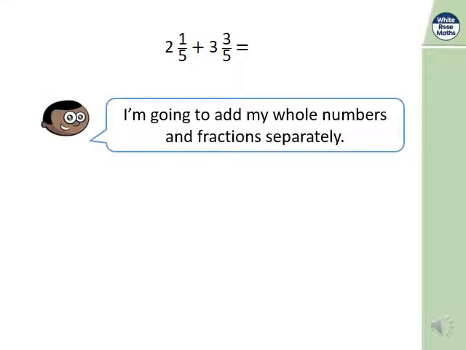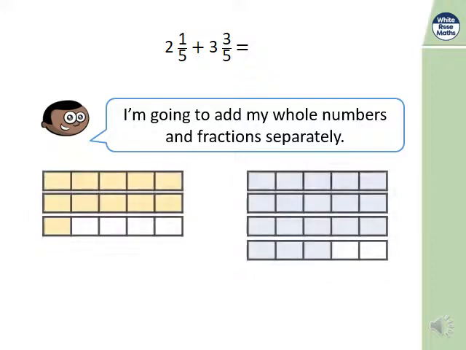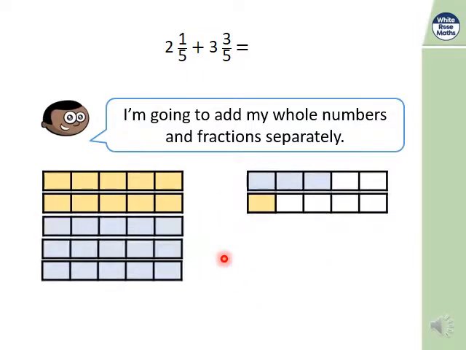Here's this young man's method. So he's got the same question, but he's going to work it out differently. He says, I'm going to add my whole numbers and fractions separately. So the girl before, she had to convert them and add them all together. But this time we're going to separate the whole numbers and the fractions. So here he's got his 2 wholes and 1/5 and his 3 wholes and 3/5. And the first thing he's going to do is swap them over. So now he's got his whole numbers on this side and his fractions on this side.